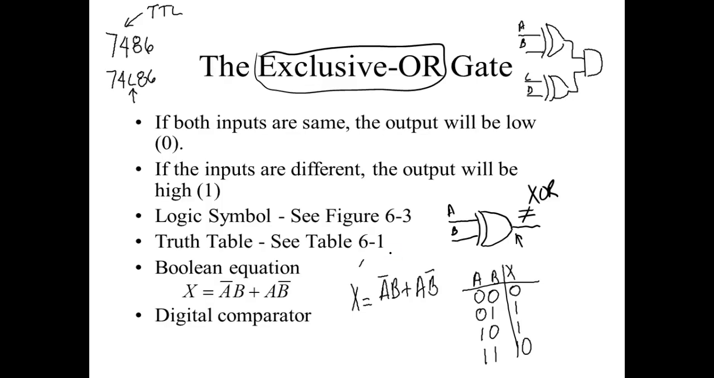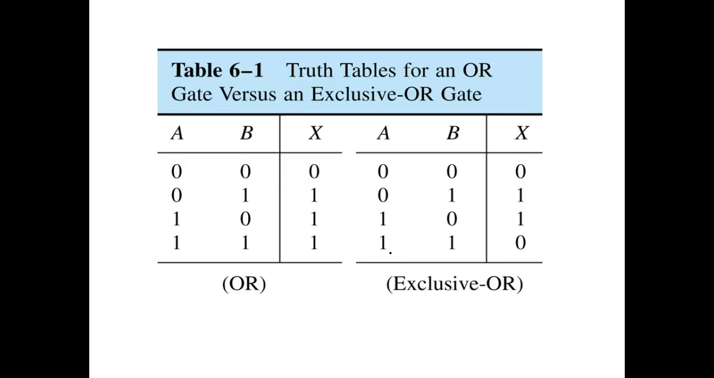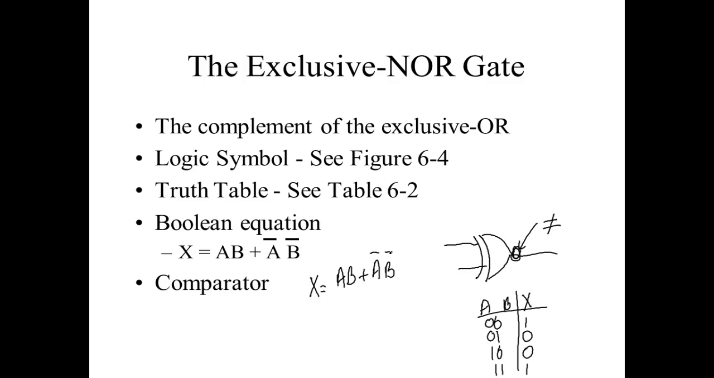This guy is a little different, because this guy says the output is going to be high when they are not equal. This says the output is going to be high when they are equal. Right? That makes sense?